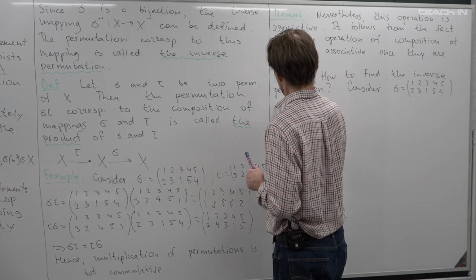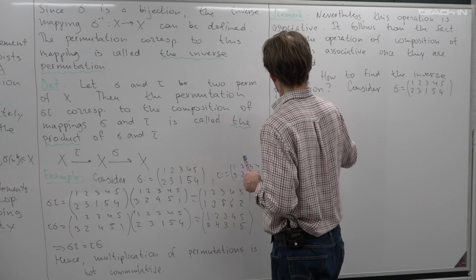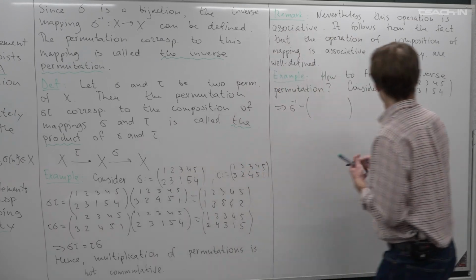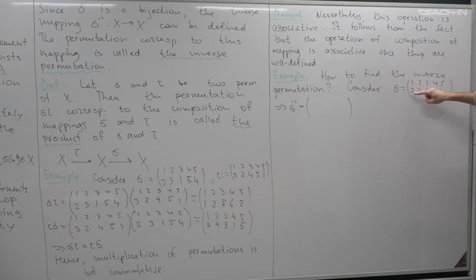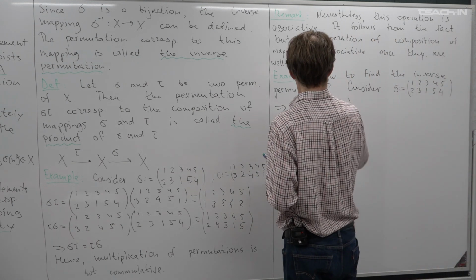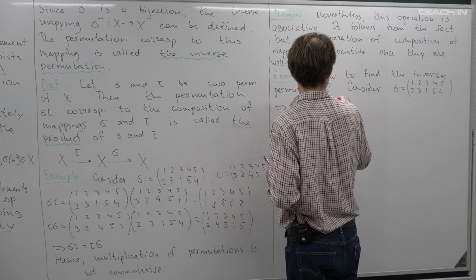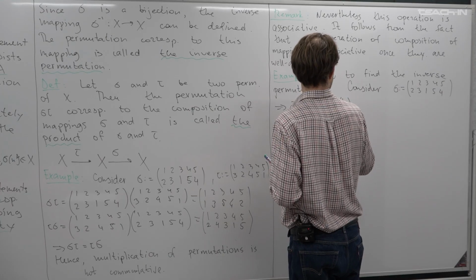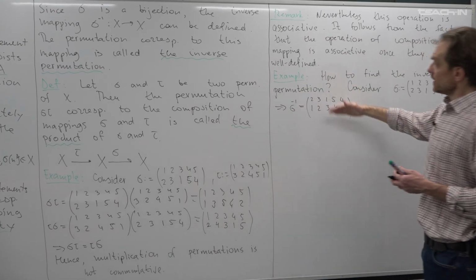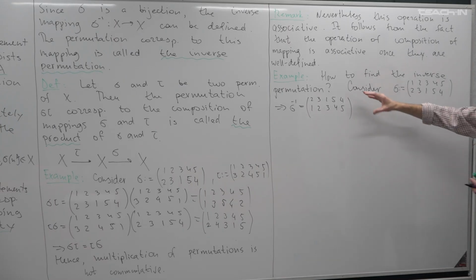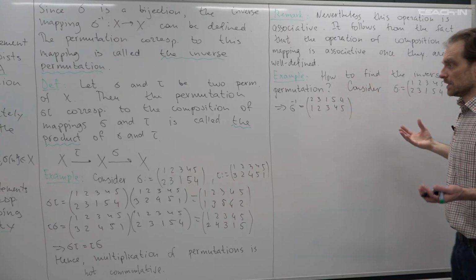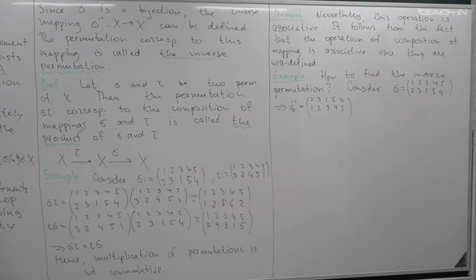So if here 1 goes to 2, then the inverse permutation should send 2 to 1, 3 to 2, 1 to 3, and so on. So we can just swap the rows. 1, 3, 1, 5, 4, 1, 2, 3, 4, 5. And so this table defines the inverse permutations. It's obviously inverse, right? Just because it performs the inverse action on the set X.